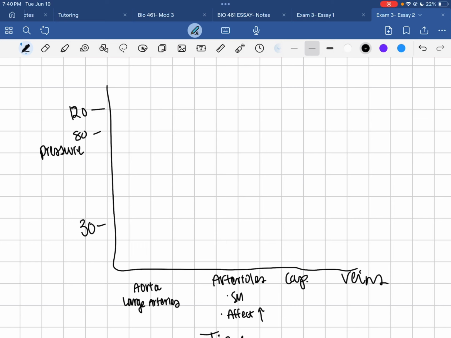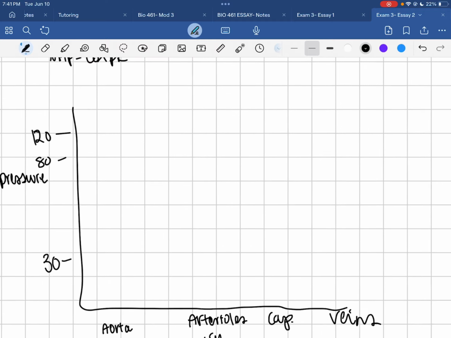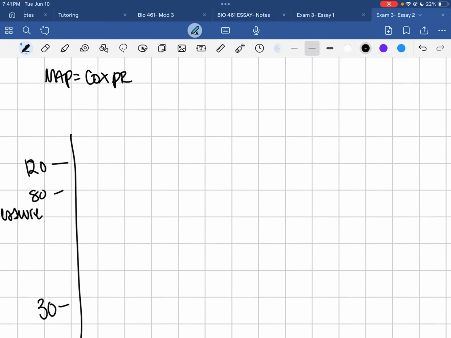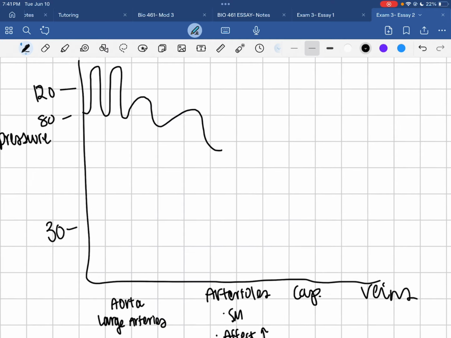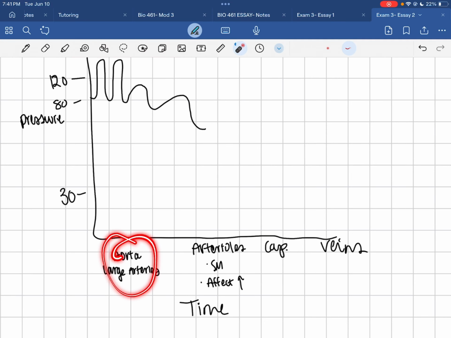120 and then 80, because when we're talking about diastolic and systolic, so you have systolic over diastolic, like your blood pressure, which is like 120 over 80, which is considered normal. So this is going to be showing the amount of pressure that's created from the blood being pumped into the arteries.